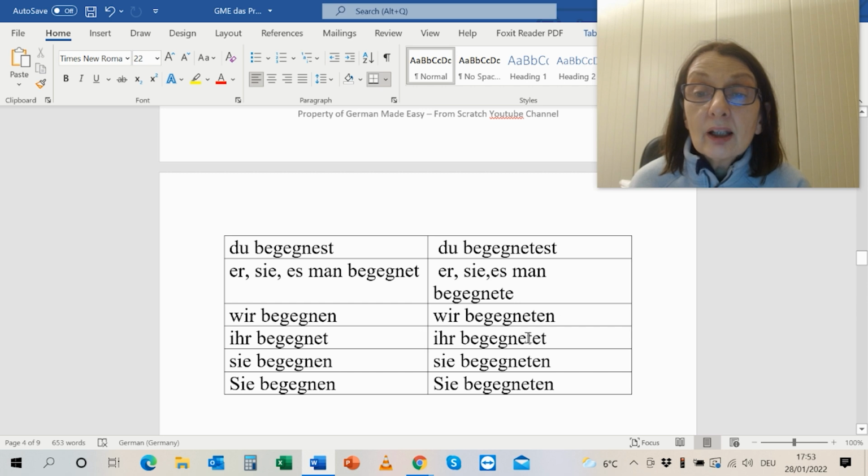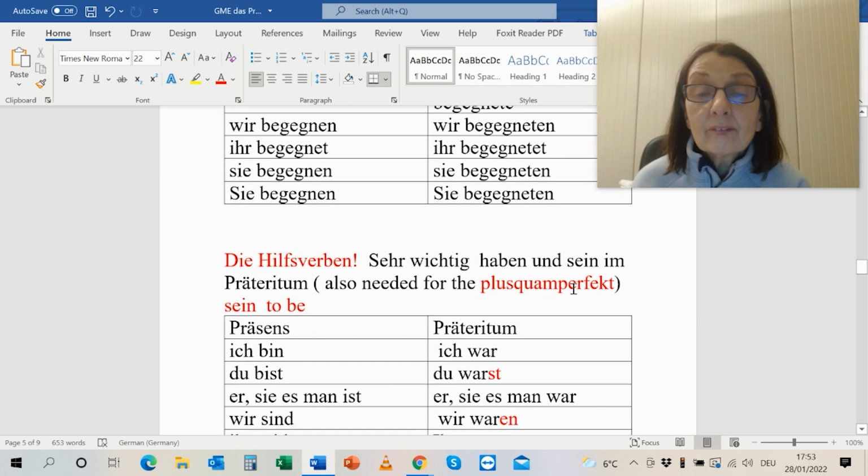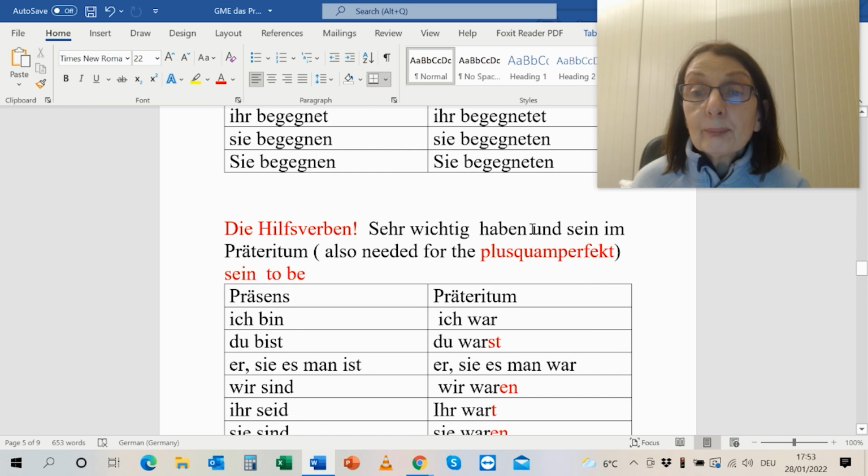But you can see how difficult that verb is, even for pronunciation, because of all the E's. Begegneten. Very hard. The Hilfsverben. Now, these are very important. Haben und sein. Very, very irregular.